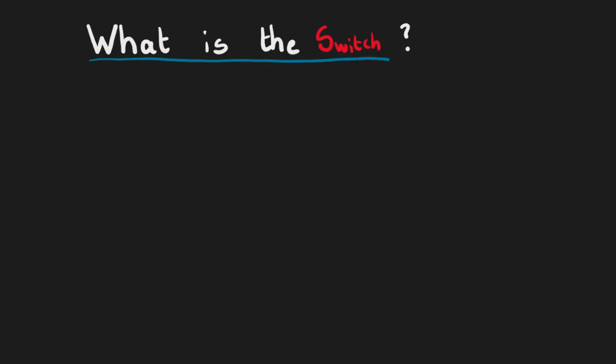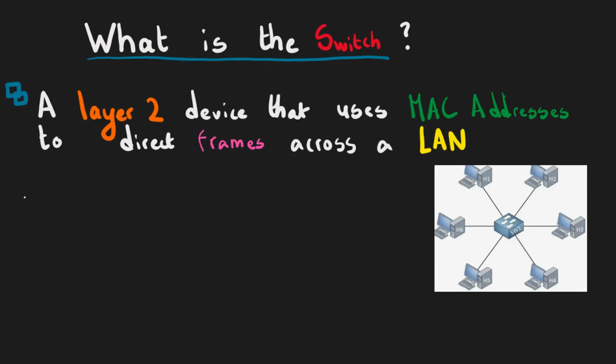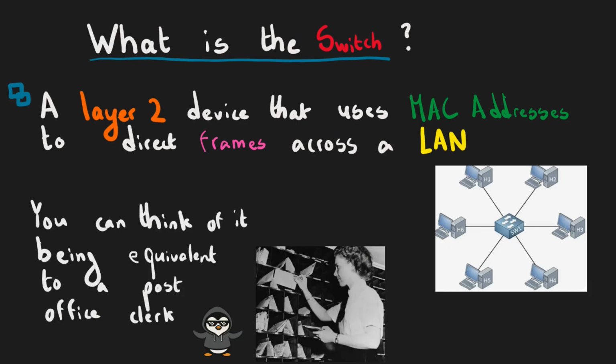Next, what is a switch? The switch is a layer 2 device that uses MAC addresses to direct frames across a LAN. You can think of it as being similar to the post office clerk.